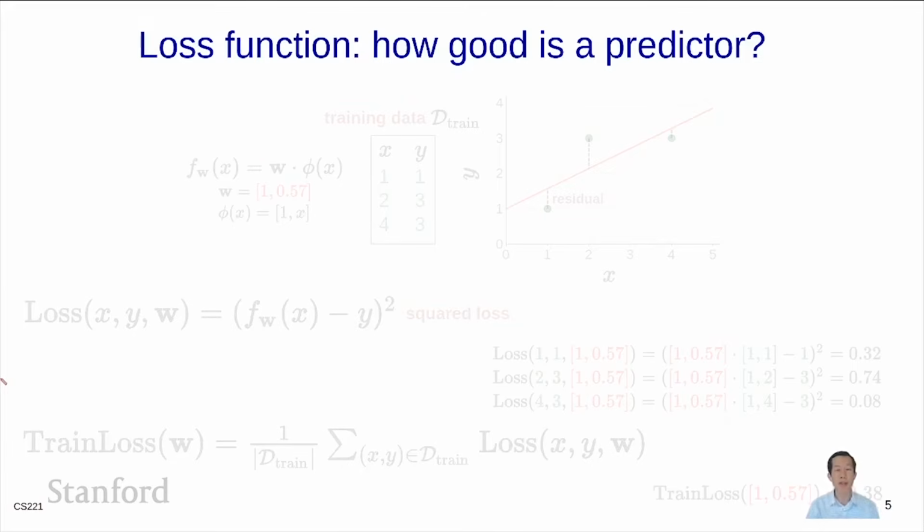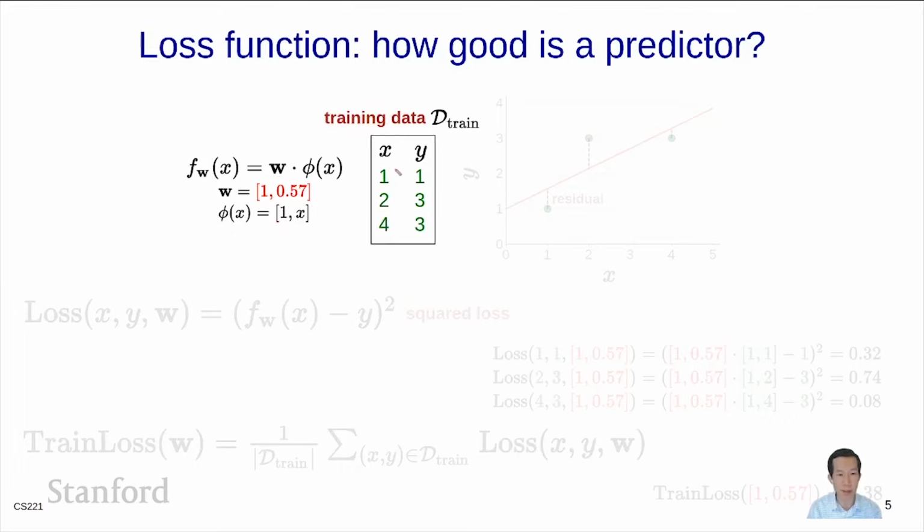So now let's turn to the second design decision. How good is a predictor? Let's take our predictor that we're looking at, the red one, and let's look at some training data. This is the training data that we had before. Let's plot the predictor and the 3 data points: 1, 1, 2, 3, and 4, 3.